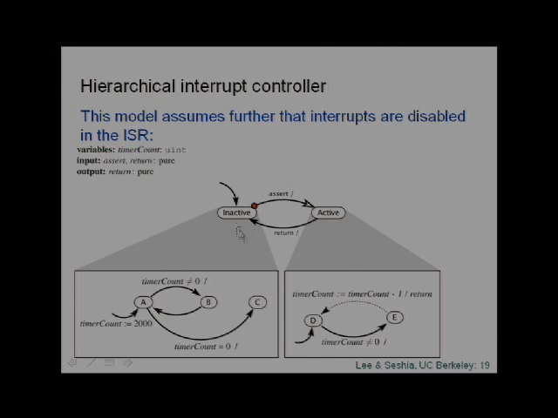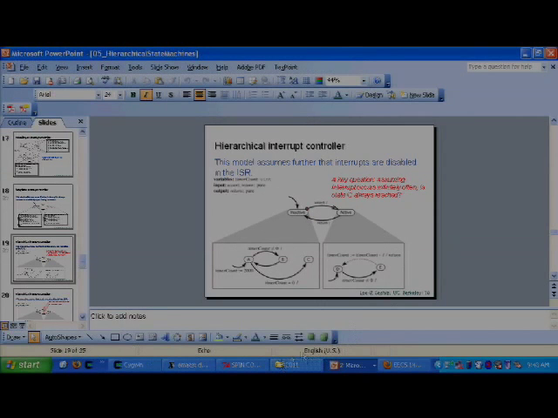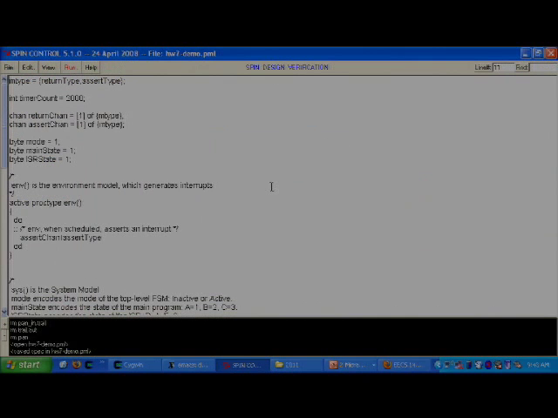Just to recall this model, this is the system model. You have 2 top-level modes, inactive and active. Inactive is when the ISR is inactive, and active is when the ISR is running. In the inactive mode, the main function runs, and it has 3 program locations, A, B, and C. Then the ISR has 2 locations, D and E. So let's look at the Spin model for this. I'll first go through the Spin model, and then I'll show you how to run it.